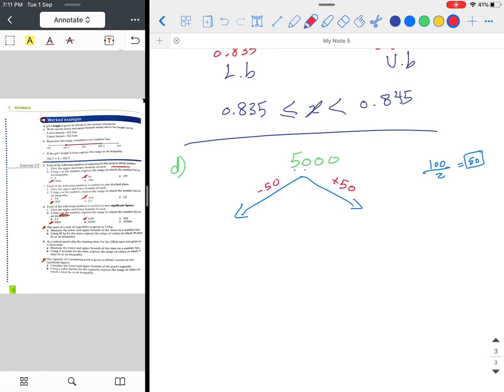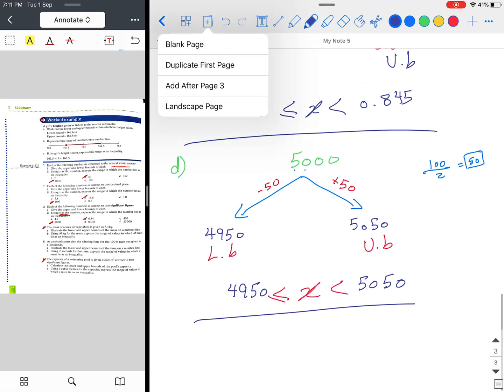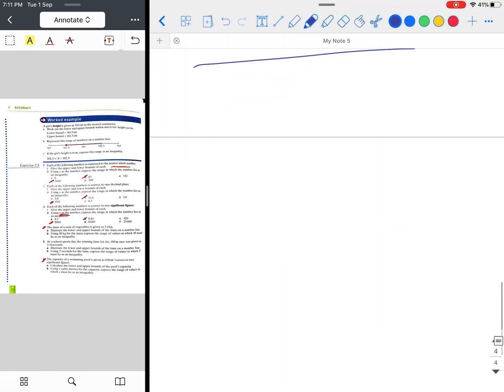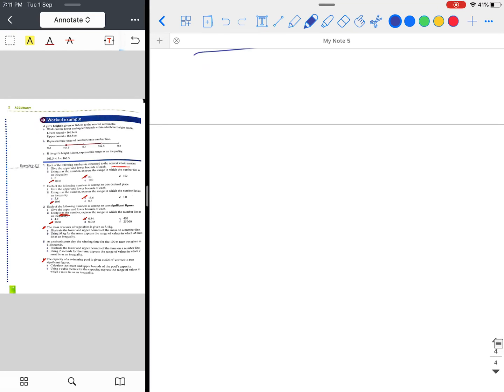Okay, so here it will be 4,950 and here it will be 5,050. This is the lower bound and this is the upper bound, and the inequality would be x is greater than or equal to 4,950 and smaller than 5,050. Okay, next one, question number 4.